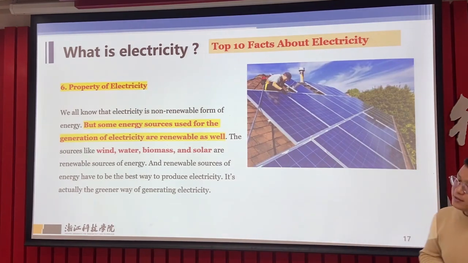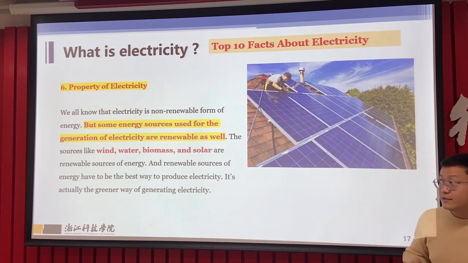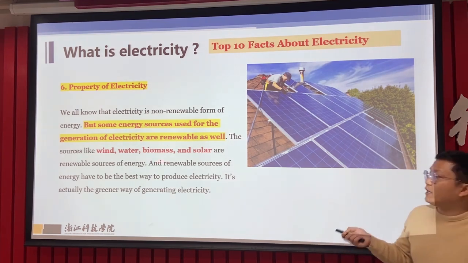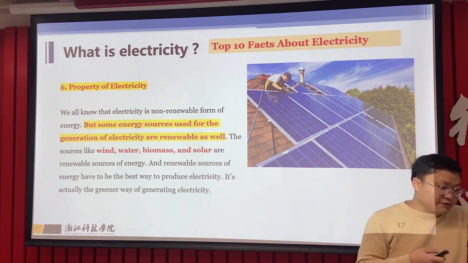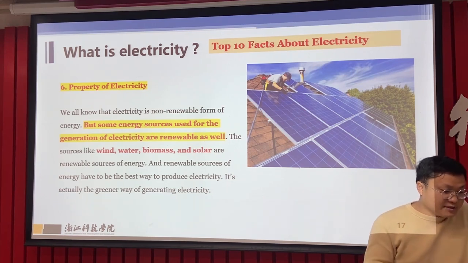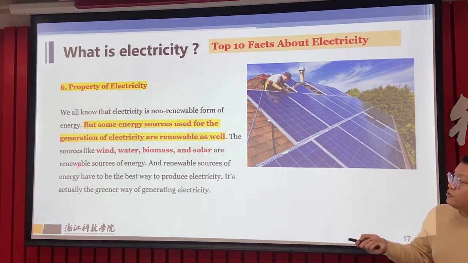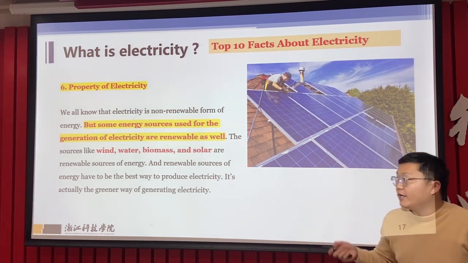And the sixth one is the property of electricity. We all know that electricity is a secondary energy. But some energy sources used for generation of electricity are renewable as well. The sources like wind, water, biomass, and solar are renewable sources of energy, and the renewable sources of energy have to be the best way to produce electricity. It's actually the greener way of generating electricity. We have some renewable energy to produce electricity like wind, like water, like biomass, like solar energy, and we will talk about it later.